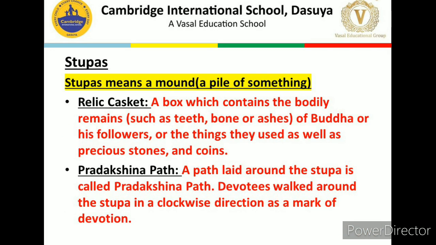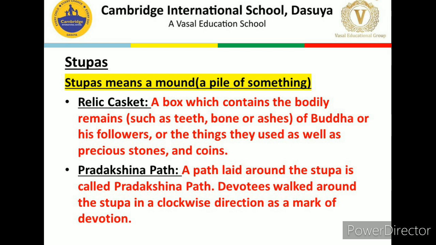Now come to the next topic, that is stupas. Stupa means a mound. Mound means a pile of something. So how are the stupas prepared? First of all we take one relic casket. So let us see what a relic casket is. A relic casket is a box which contains the bodily remains such as teeth, bone or ashes of Buddha or his followers, or the things they used, as well as precious stones and coins.